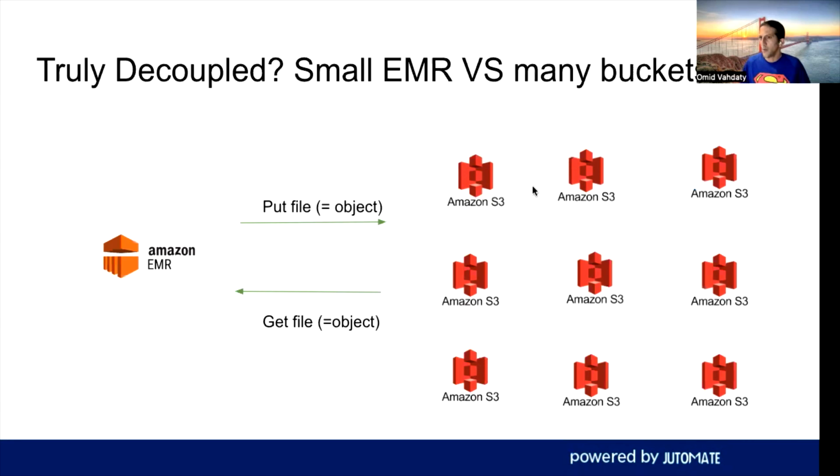Truly decoupled. What happens if you have a small EMR but a very large number of buckets? Everything will be the same because it's truly decoupled. S3 doesn't mind how big your cluster is, and EMR doesn't mind how many buckets you have.